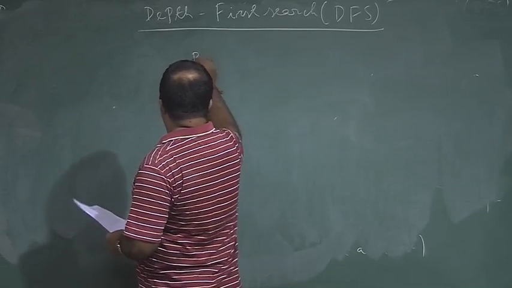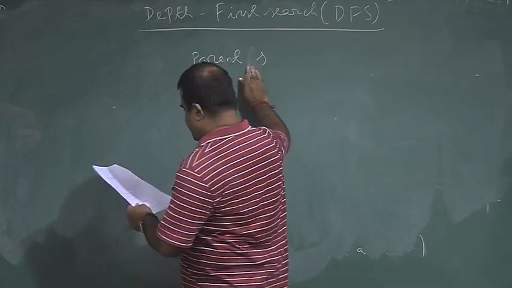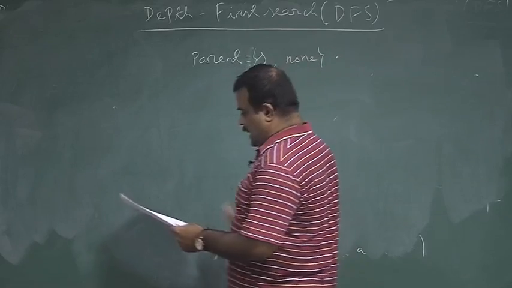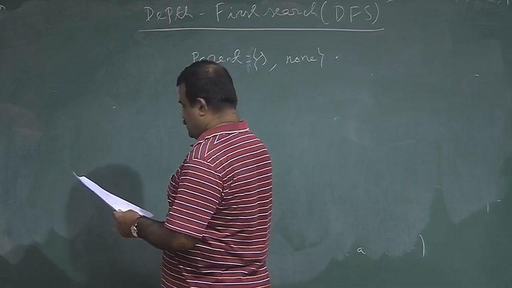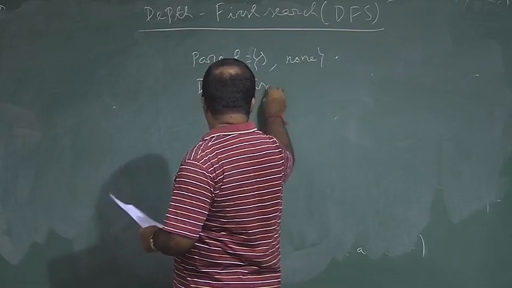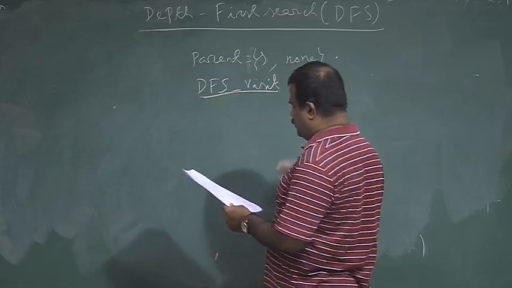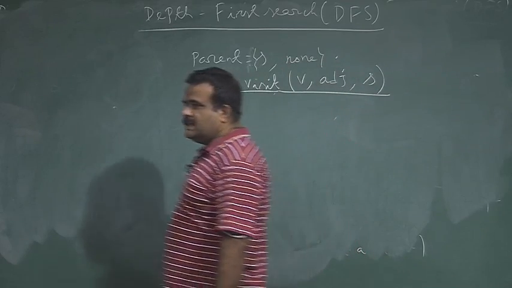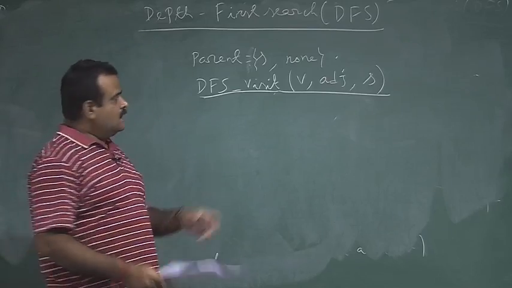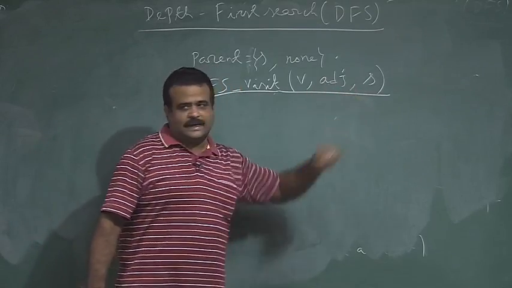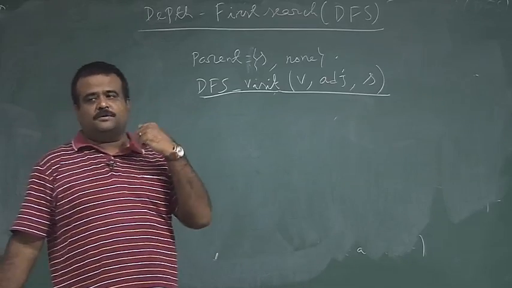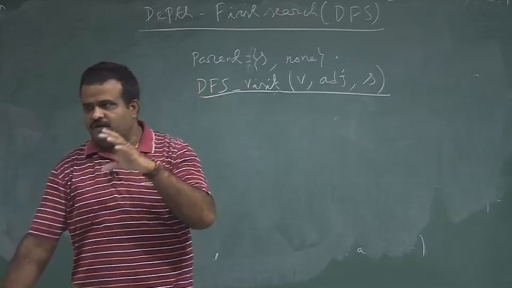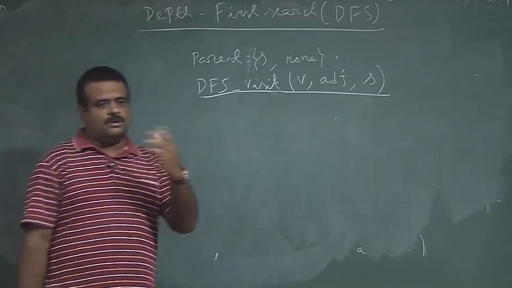So, we take the parent of S as null, and we call this function DFS visit. This is pseudo code, a subroutine, and we have a graph input and S. Actually, we have to explore all the vertices. Here we are exploring with the vertex S. If the graph is connected, and we can explore each vertex from S, then in one shot it is done. But if the graph has disjoint components, then we have to do it for all the vertices.